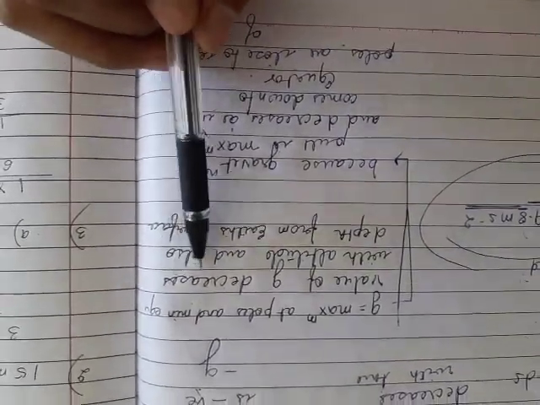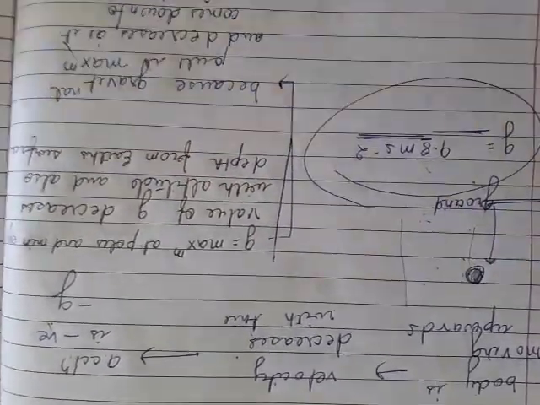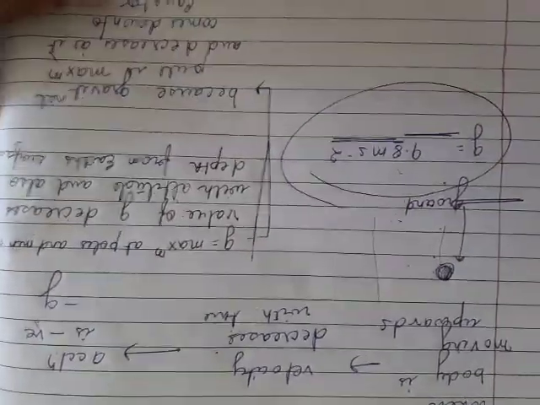Value of g decreases with altitude. Why? Because it is going upwards, so the value of g will keep on decreasing, and also at depth below the earth's surface.